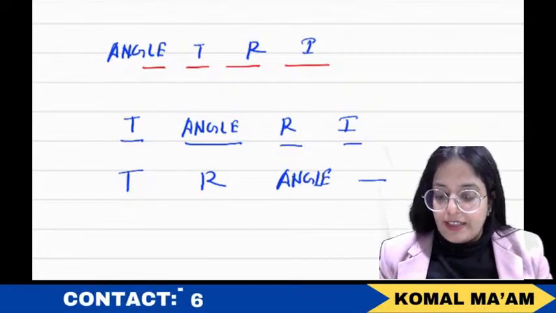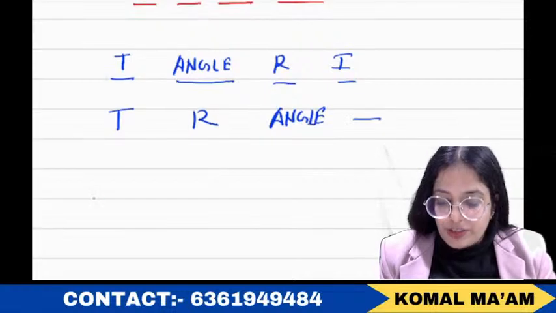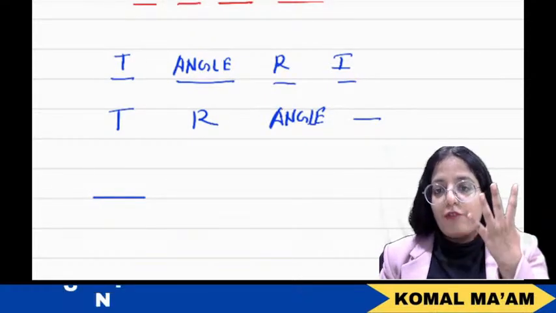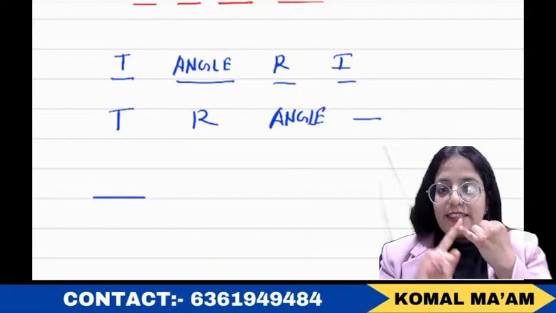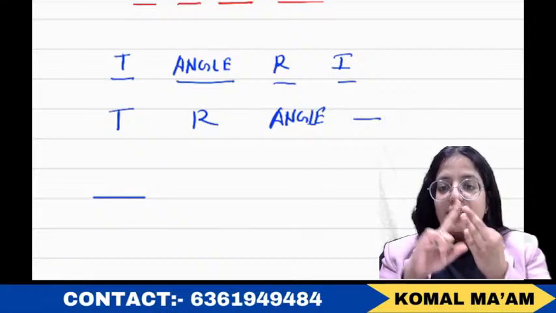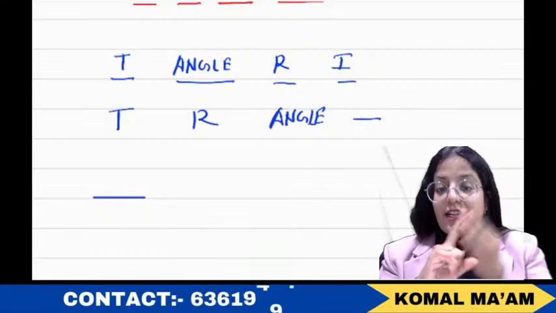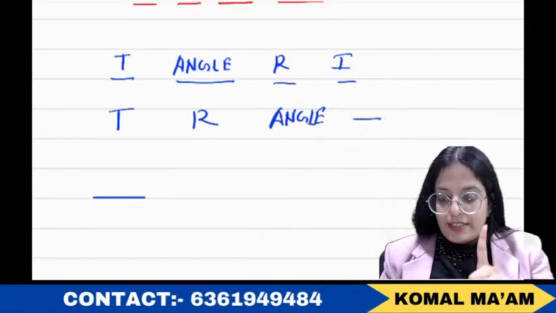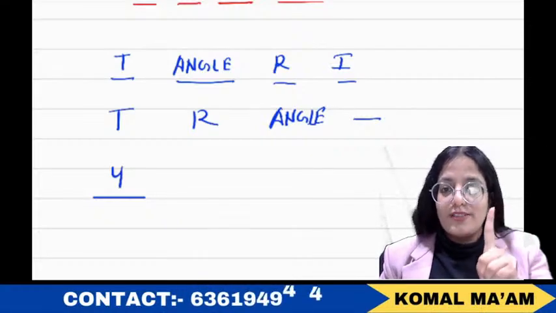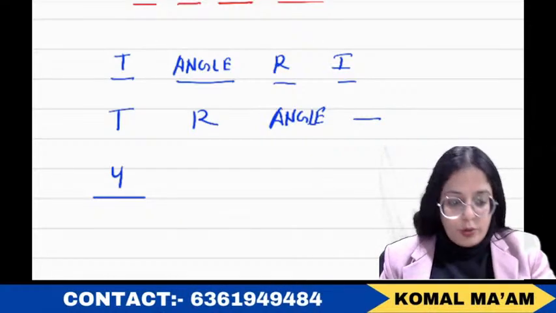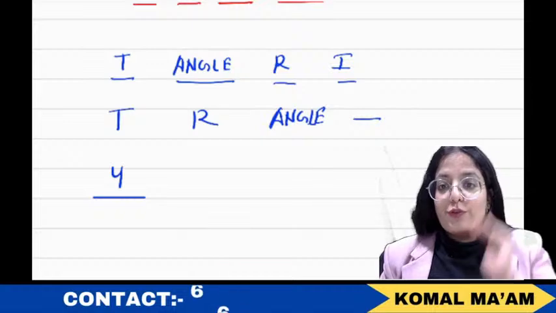So when I say that for the first position I have 4 options, that means either T can sit, either R can sit, either I can sit, either A can sit. Out of these 4, one will sit here. So I write here 4 options to fill the first place.